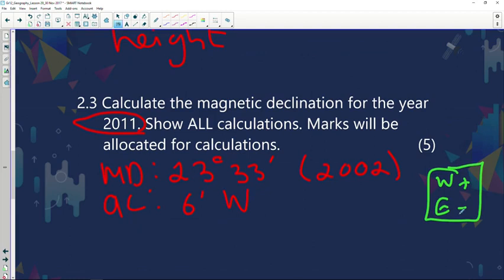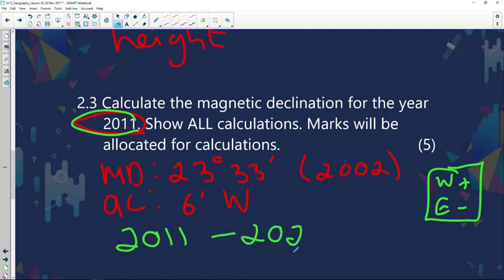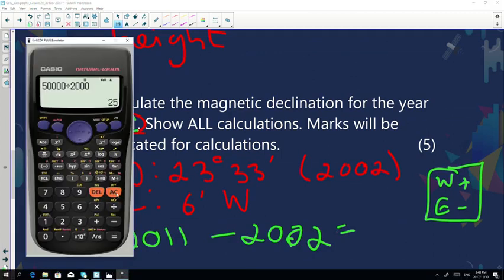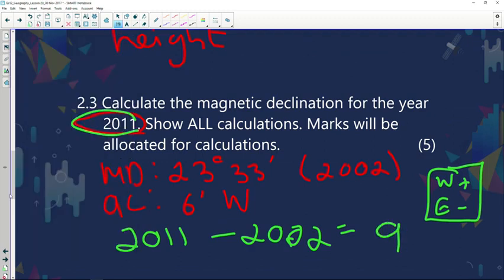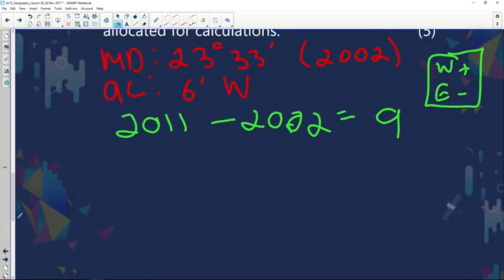Now, first thing, we need to calculate the magnetic declination for 2011. So what do we do? 2011 subtracting 2002. Use your calculator before you make a mistake. 2011 subtracting 2002, that equals 9. Now, because the annual change is 6 minutes west, and the map was drawn up in 2002, up until 2011, 9 years has passed. So you say 9 times 6, and that equals 54.